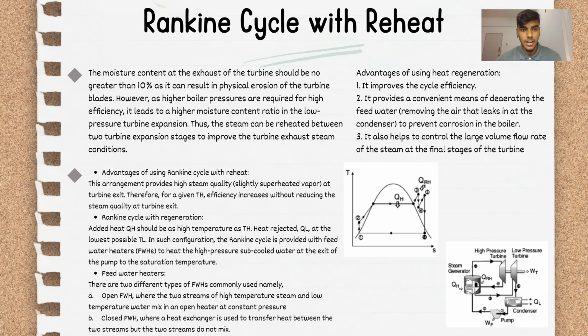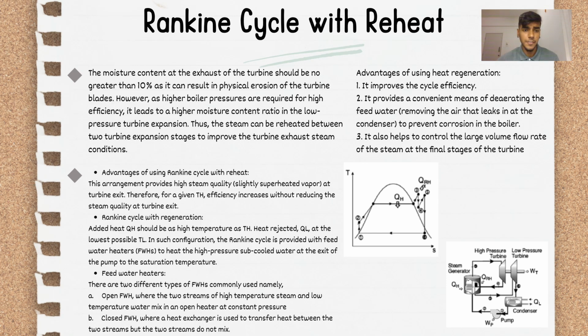Rankine cycle with regeneration. The added heat source should be at high temperature as the temperature at source. The heat rejected, which is at the temperature at sink, should be less than the temperature at source. In such a configuration, the Rankine cycle is provided with feed water heaters (FWH) to heat the high pressure subcooled water at the exit of the pump.